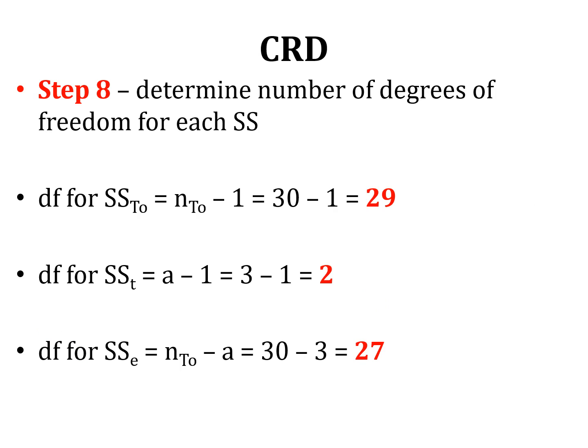Then we have step number 8, in which we calculate the degrees of freedom for total, for treatment, and for experimental error. The degree of freedom for total is N total, the total number of observations, minus 1. So the total number of observations is 30, minus 1 is 29, which is the degree of freedom for the sum of squares total. Then the degree of freedom for treatments is A minus 1, where A is the number of treatments, so 3 minus 1 is equal to 2.